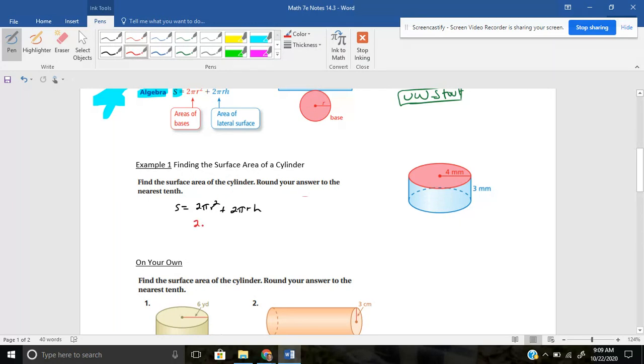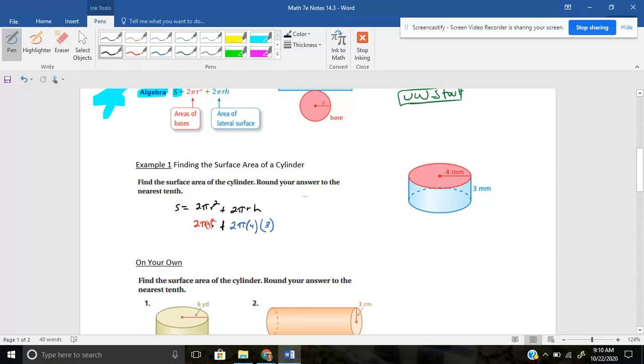So 2 times pi times my radius squared, so that would be 4 squared, which is 16, plus I'm going to add to that my lateral surface area here. So that would give me 2 times pi times my radius. My radius is still 4 times my height, and my height is 3. Okay, so from here it's really just, I like to say, plug and chug, but just do some calculations.